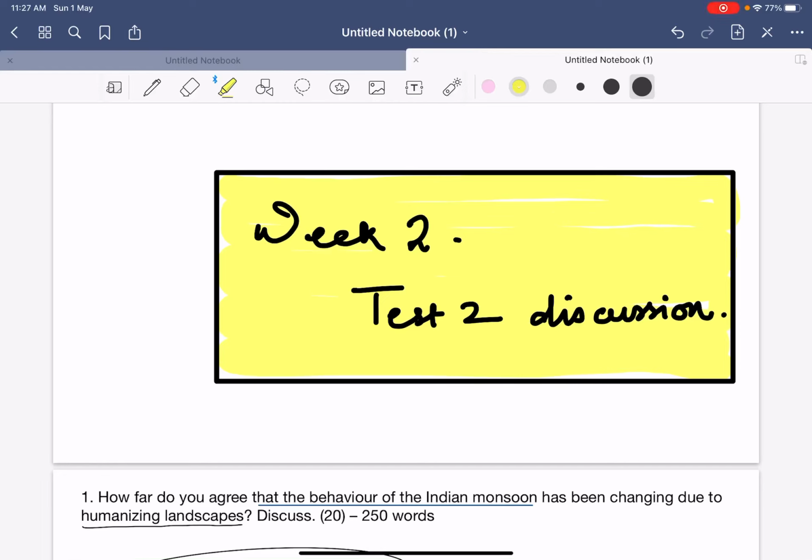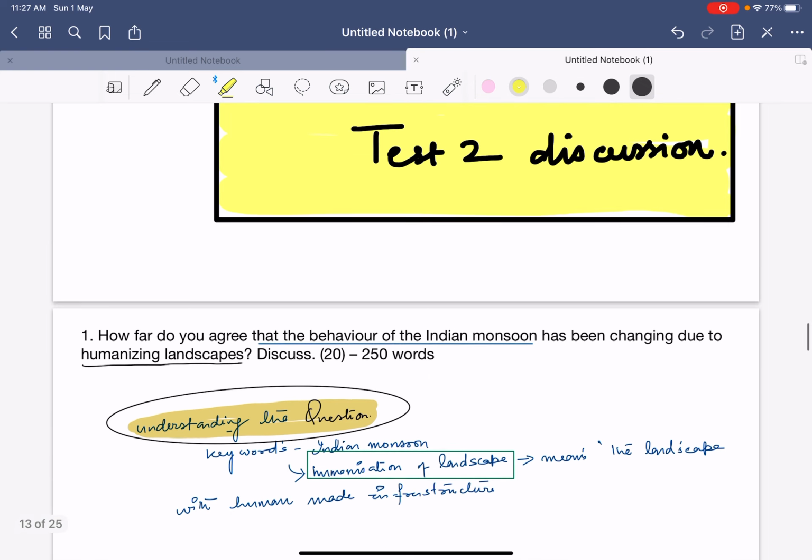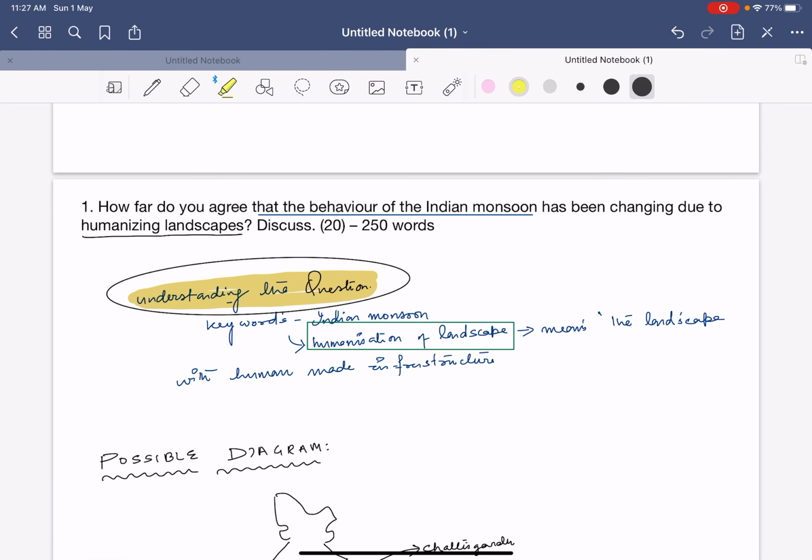Today is the test 2 discussion. Let's go to the first question. How far do you agree that the behavior of the Indian monsoon has been changing due to the humanization of the landscape? Discuss. See, let us first understand this question.